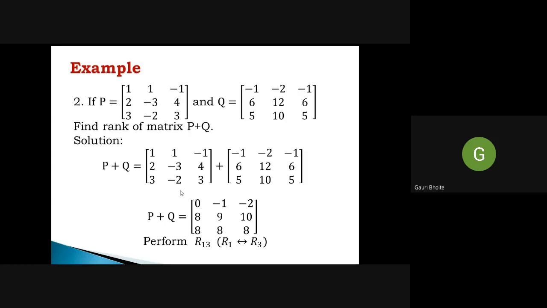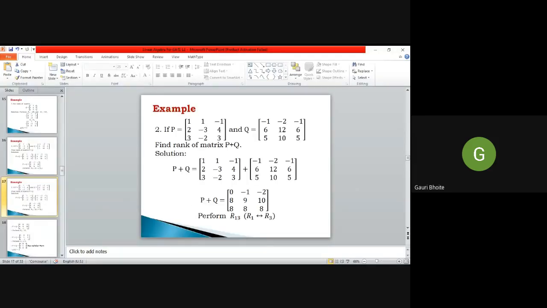So try to reduce this matrix into row echelon form and find the rank of the matrix. Okay, so now you can see the screen. Calculate, find out. Yes, start solving.